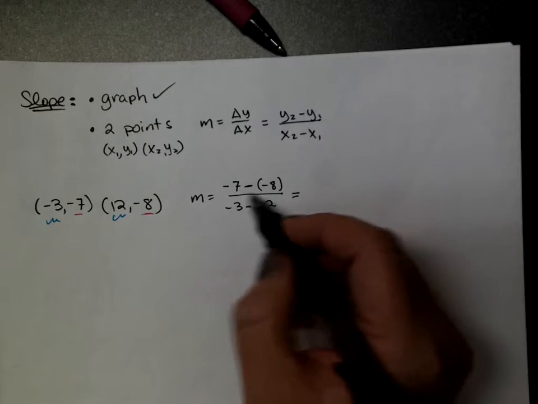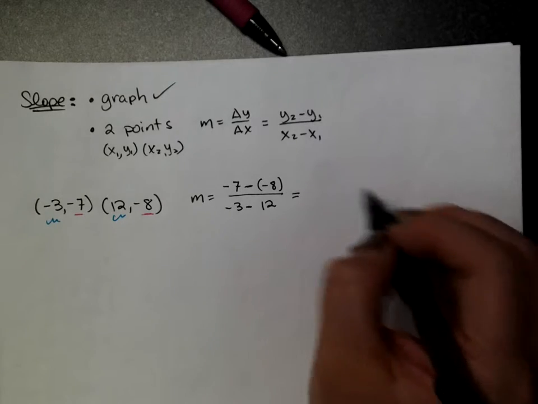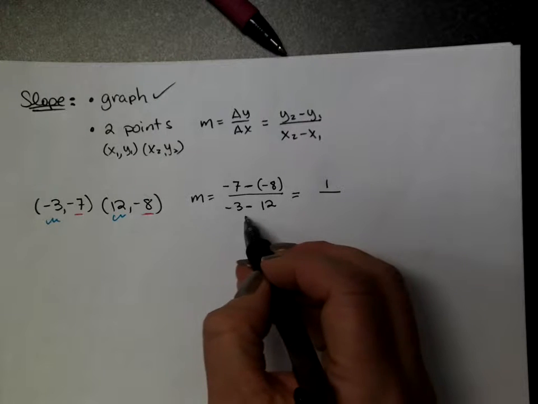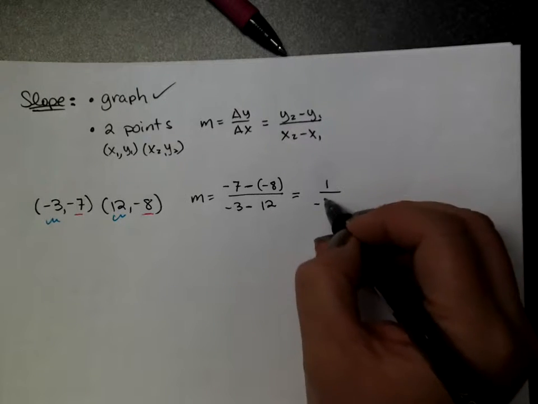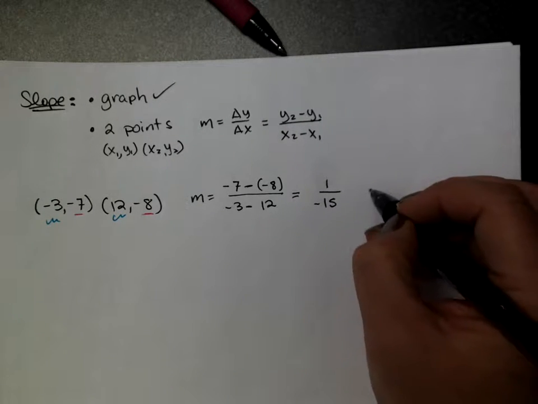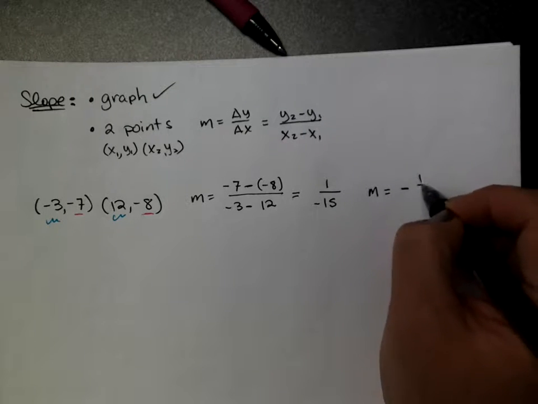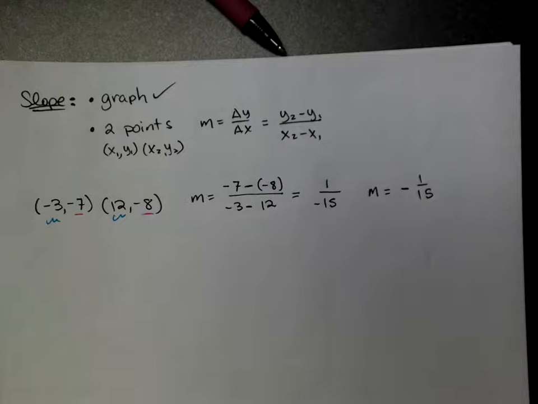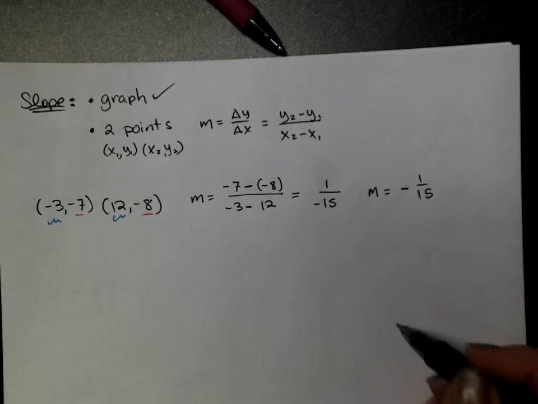So -7 minus -8 is -7 plus +8, so that's 1. And -3 minus 12 is -3 plus -12, -15. So my slope is -1/15. When I write the answer, I just pull the negative out front, because the whole slope is negative.